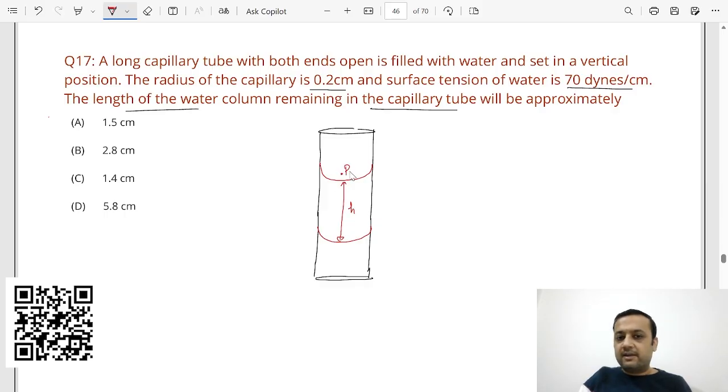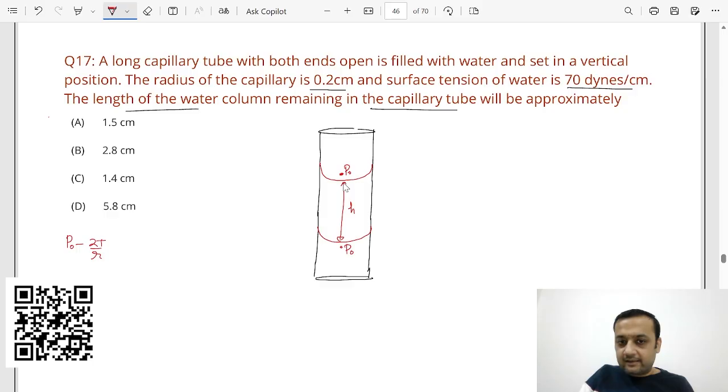Now here we will have air which is having pressure P naught. Here also we will have pressure P naught because here also we will have air. So if I start from here and cross this surface, the pressure will decrease by the value 2T by R, because if you remember, pressure is always higher on the concave side. So this is the concave side. If you are going from the concave side to the convex side, the pressure decreases. So it will decrease by the value 2T by R.